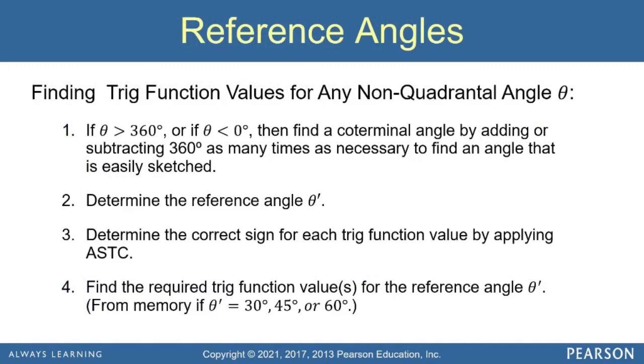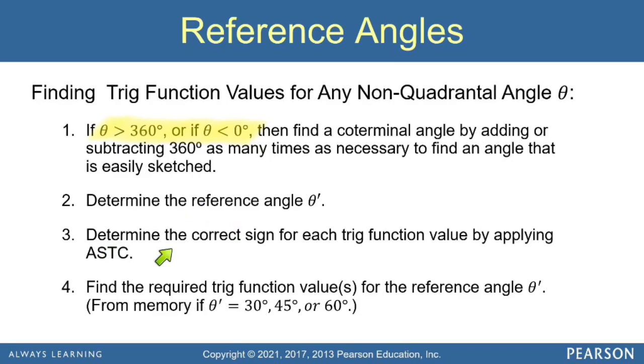Now, the examples that we've done so far have all had angles that are between 0 and 360 degrees. But it's very possible that you could be asked to find a function value for an angle that's larger than 360 degrees or less than 0 degrees. So, if that happens, if your angle is larger than 360 or less than 0, you can just add or subtract 360 degrees as many times as you need to find an angle that is easily sketched. It doesn't have to be positive, but as long as you can sketch the angle and know what quadrant the terminal side should be in, you're in good shape. And then you'll do exactly what we've been doing. You'll determine the reference angle, theta prime.